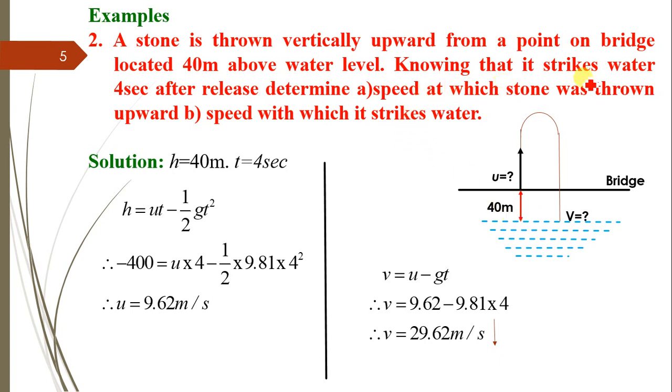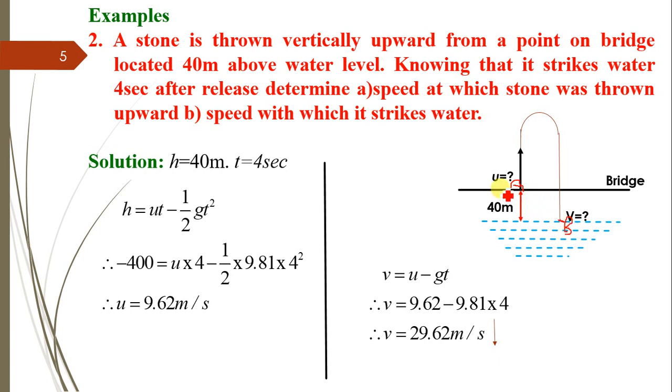Now, to reach the water, the stone requires 4 seconds. We have to determine the speed at which the stone was thrown upward, that is the initial velocity, and the speed with which it strikes the water, that is the final velocity. So here, this is the original position from which the stone is thrown, that is A, and this is the final position at which the stone reaches, that is B.